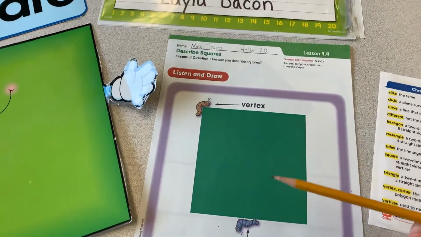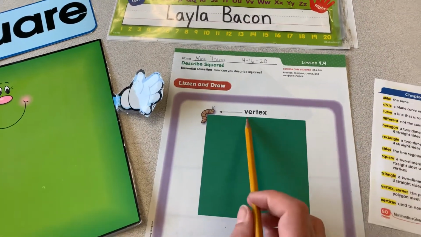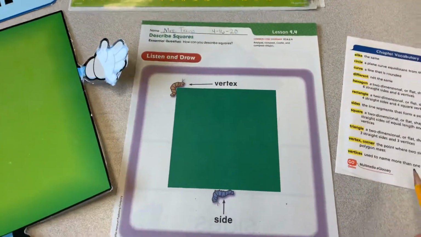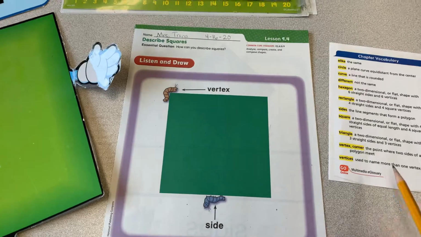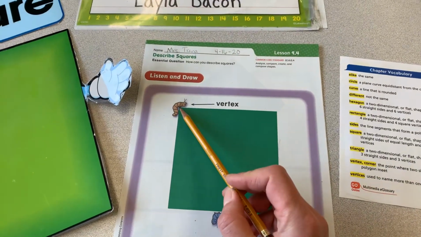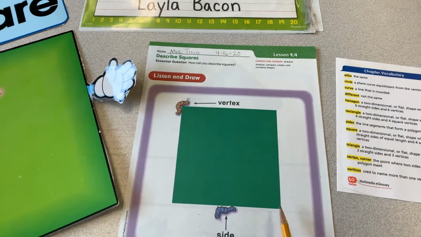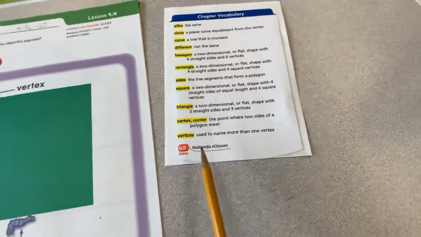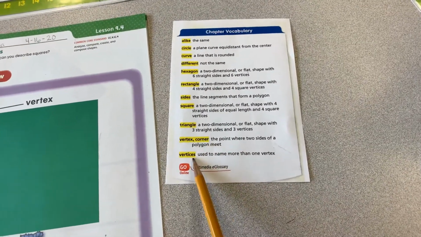Here we go. Let's count the sides first. 1, 2, 3, 4. Yes, they're right. There are 4 sides, aren't there? Now count the vertex with me. 1, 2, 3, 4. That's right. Over here, I see vertex and corner and vertices.